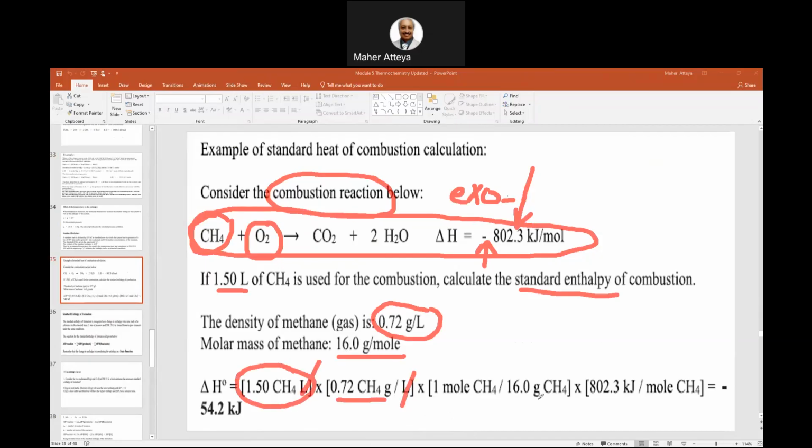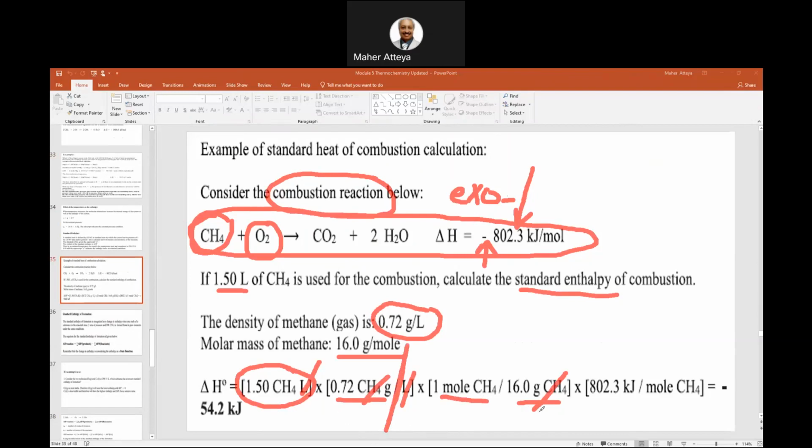So then you divide it by the molar mass, which is 16 grams. The grams of methane with the grams of methane cancels out, and then you have a mole. And remember, here it's divide. You divide by the number of moles.